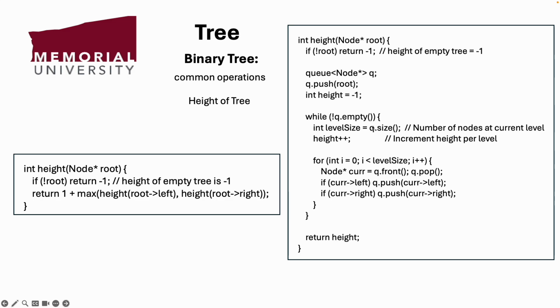Then we declare the level size, which is the number of nodes at the current level, which is the current queue size. And then we increment the height, so every level the height is incremented once. In this way we find the deepest node. Okay, that's all about this code to find the height of a tree. You can read and try to test the code by yourself afterward.